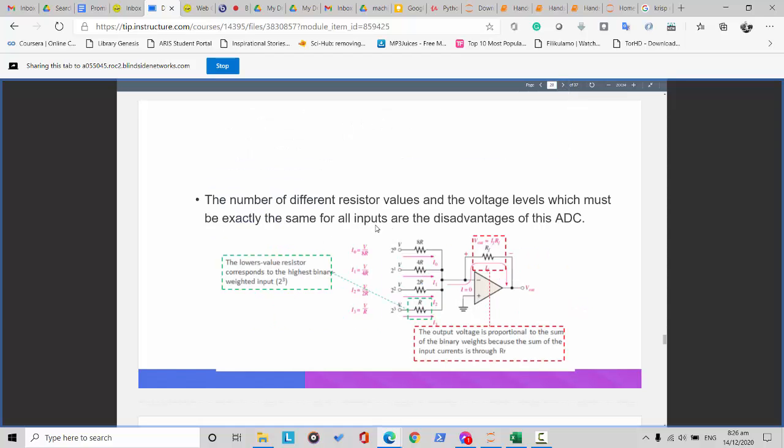Now, the number of different resistor values and the voltage level, which must be exactly the same for all inputs, are the disadvantages of this converter. For example, in this case, the lowest value resistor here corresponds to the highest binary weighted input of 2 raised to 3. I mentioned this already. But the output voltage is proportional to the sum of the binary weights, because the sum of the input currents goes through the final resistor here.